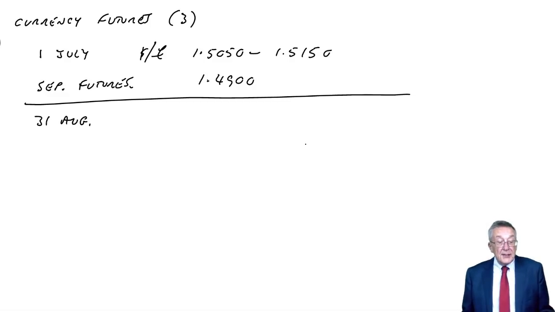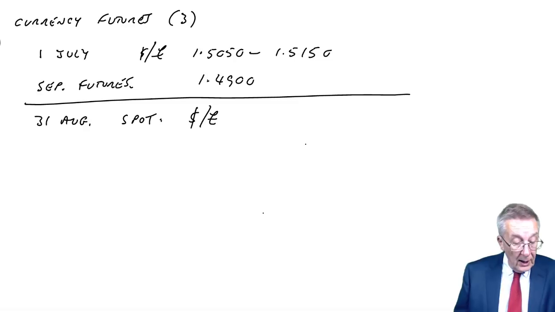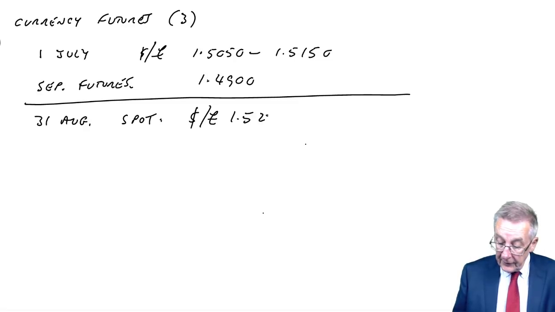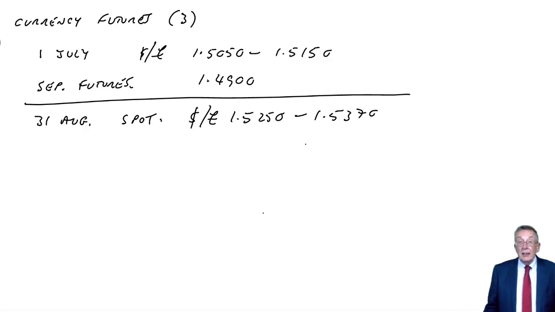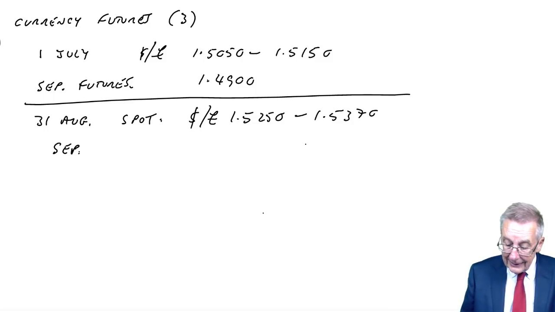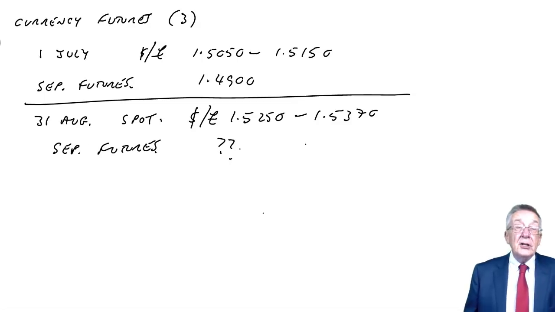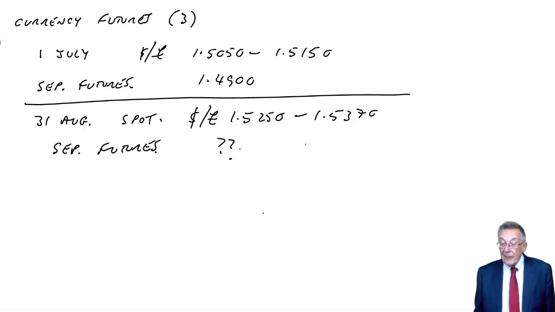And the question has told us that the spot will have changed to 1.5250 to 1.5370. So the spot rate will have gone up, and of course the September futures price will have gone up as well. But they haven't told us the September futures price. We're asked to estimate it.